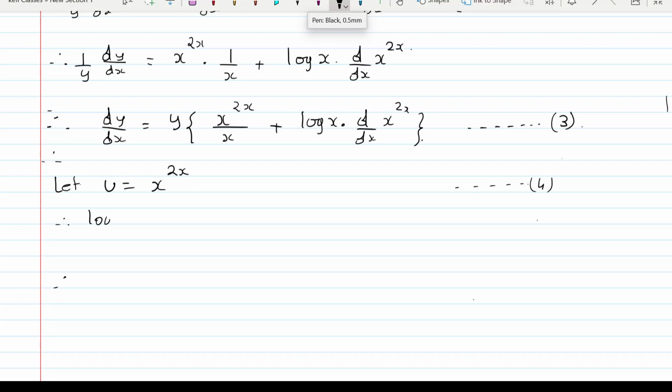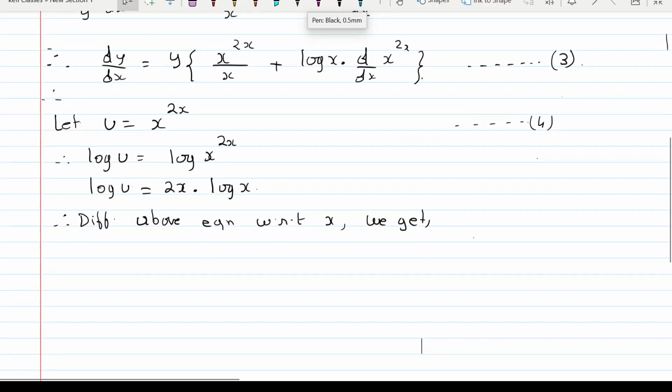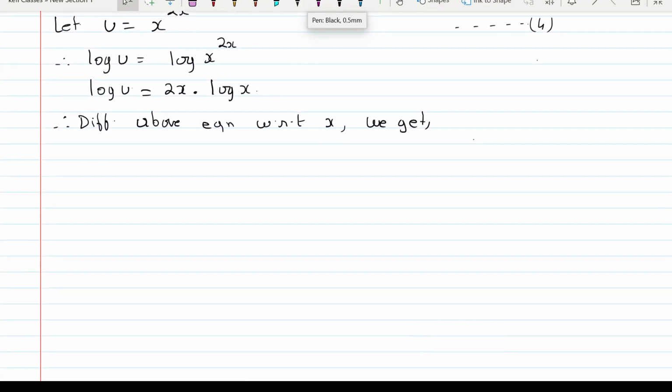Therefore, log u is equal to log x raised to 2x. This method is a little lengthy. इसमें टाइम ज़्यादा जाता है, इजी बट टाइम ज़्यादा जाता है. So again by laws of logarithms, 2x into log x, ये हो गया log u, and therefore differentiating the above equation with respect to x we get. So now what is the difference? Instead of y it is u. चेंज उतना ही हुआ है, x y के जगह पे u है.